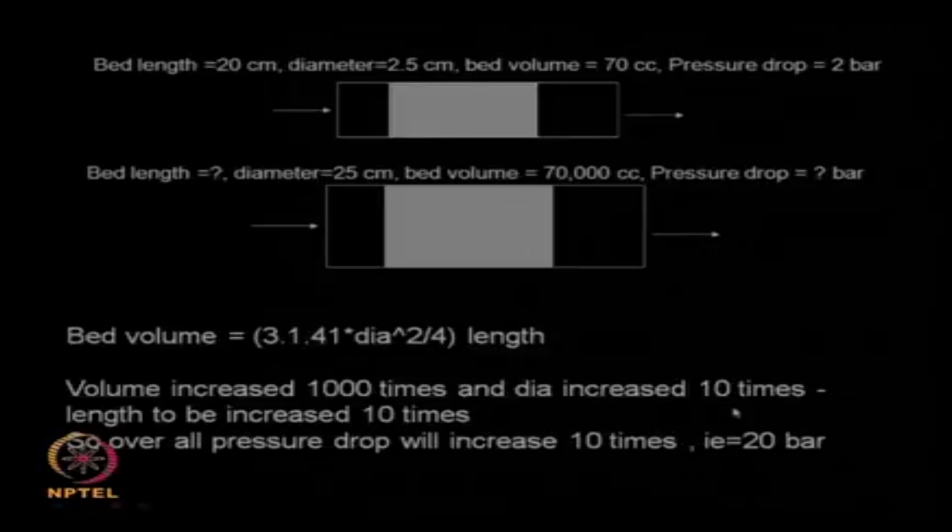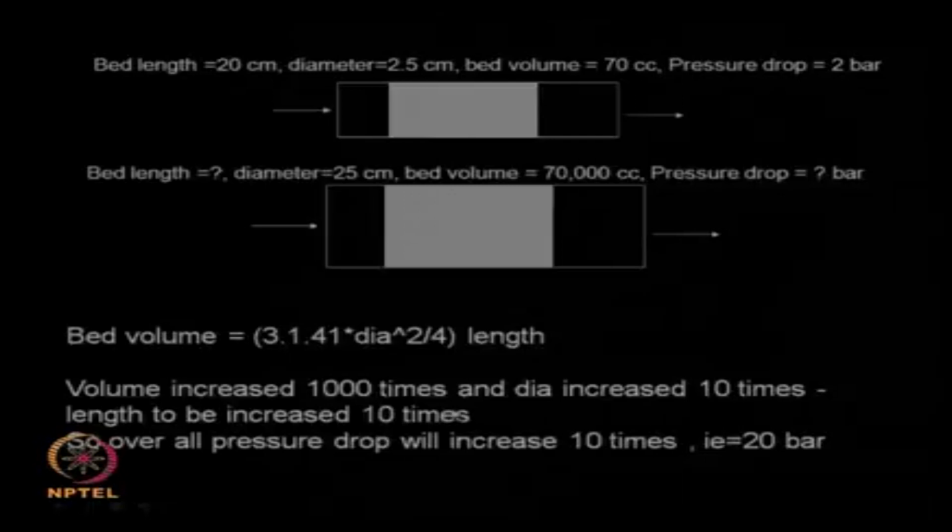So the diameter has increased to 10 times, the length also has increased to 10 times, okay. So the bed volume is 1000 times, diameter is 10 times, bed volume and diameter are related by diameter square, so this will become 100 times, so obviously the length will go up by 10 times.